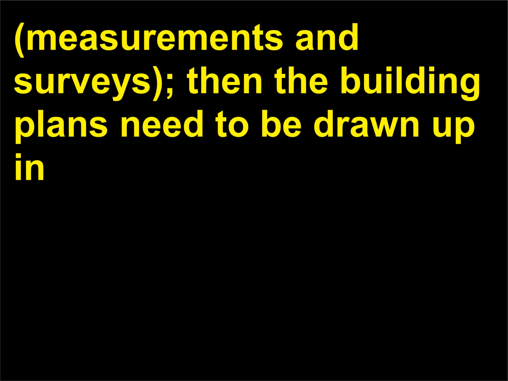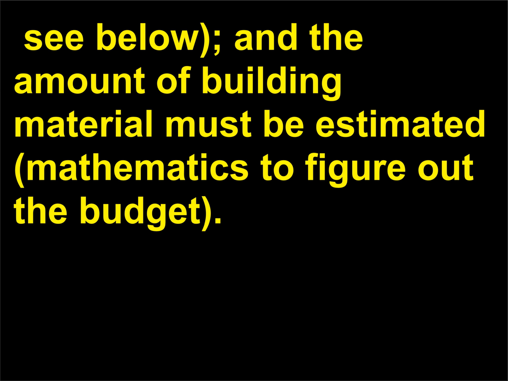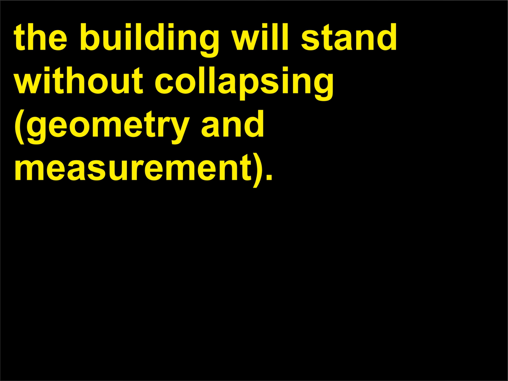Measurements and surveys, then the building plans need to be drawn up in scale drawings made proportionally smaller to the structure's real size. For more information, see below. The amount of building material must be estimated, using mathematics to figure out the budget. Finally, the actual structure must be built to specifications so the building will stand without collapsing, using geometry and measurement.